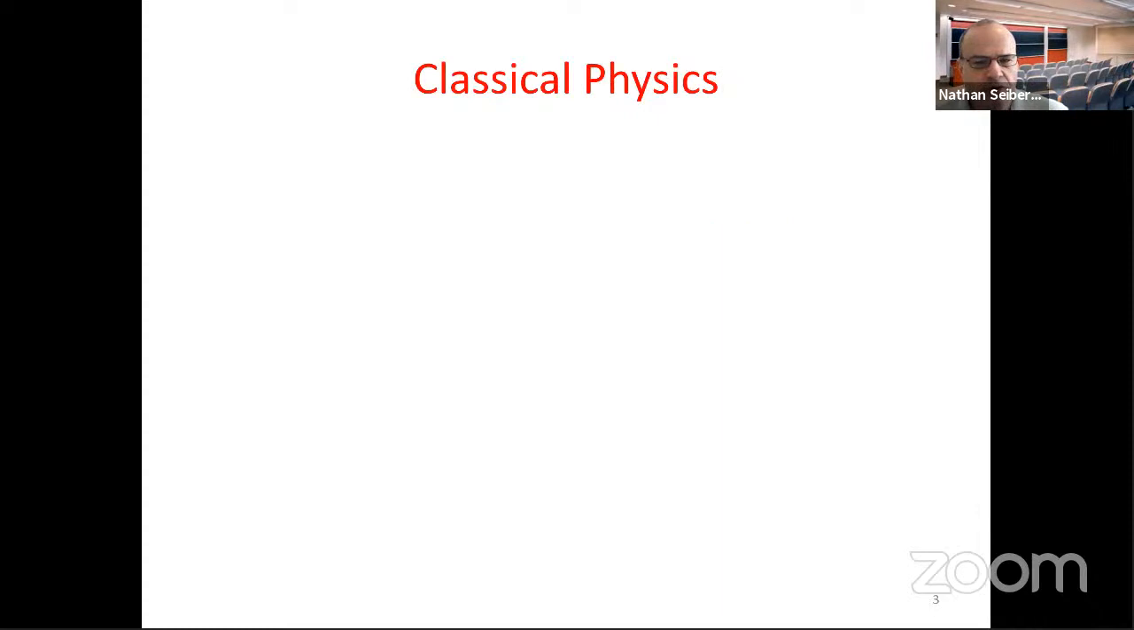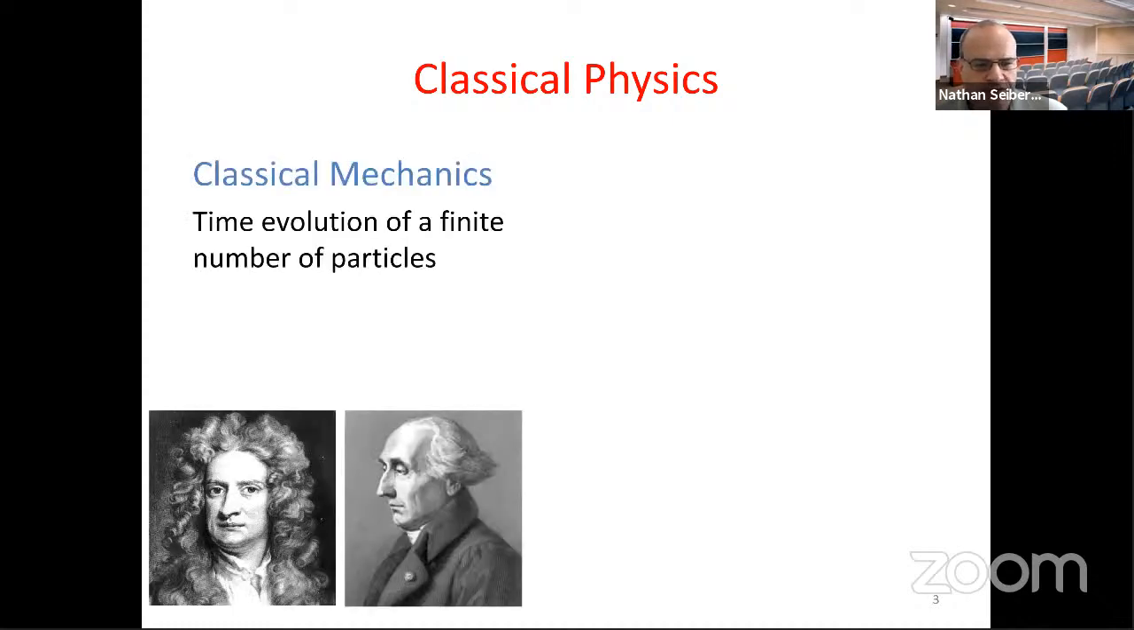So starting very slowly, let's start with classical physics. And classical physics is roughly divided into two parts. The first part, which is also historically the first, is classical mechanics, where we describe the time evolution of a finite number of particles. And the people who initiated this study were Newton, followed by Lagrange and many others. And the description of classical mechanics, as you studied in your courses, uses ordinary differential equations. So this is a well-established physics chapter using a well-established math chapter.